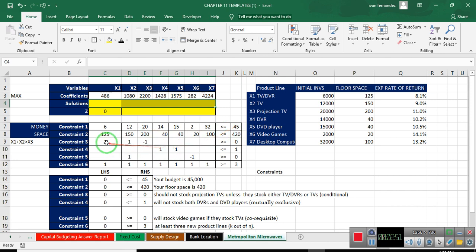Our other constraint is floor space. You cannot use more than 420 square feet, whatever this is, square meters. So you do the same. 125 square meters or square footage, whatever, is going to be dedicated to TVs and DVRs. 150 to TVs, and so on and so forth. So the combination of all of those cannot be more than 420.